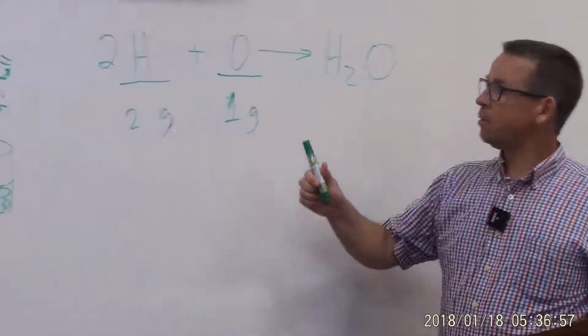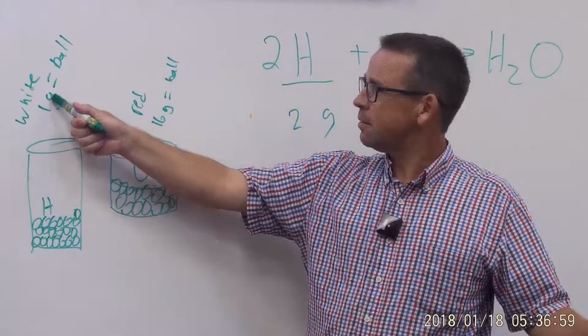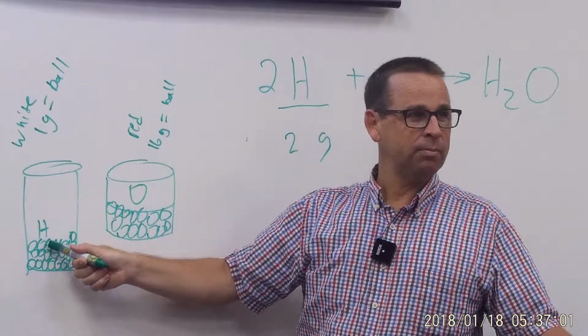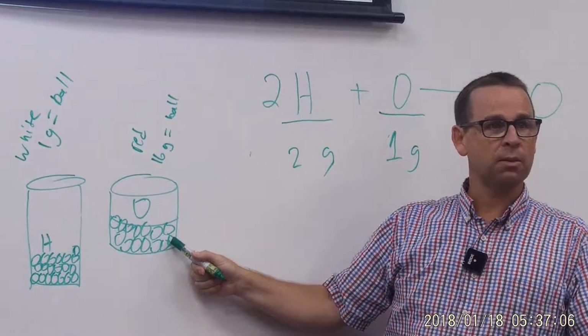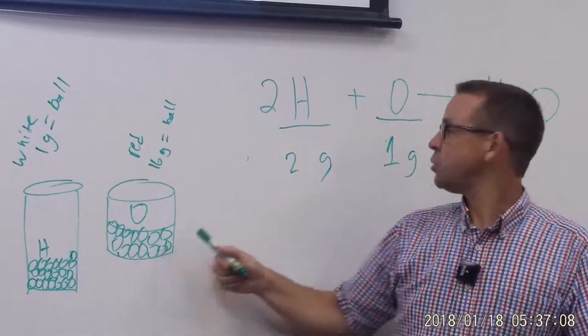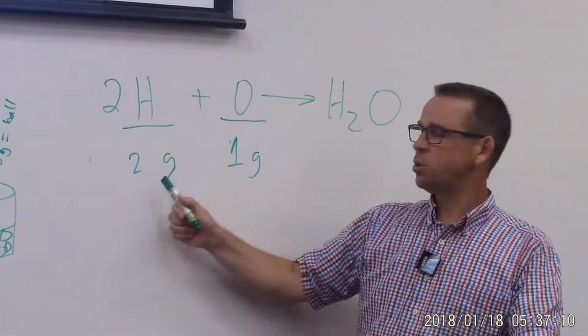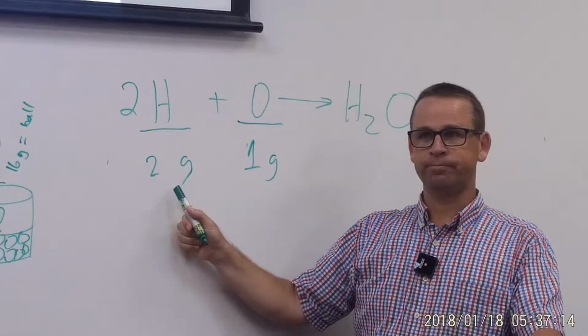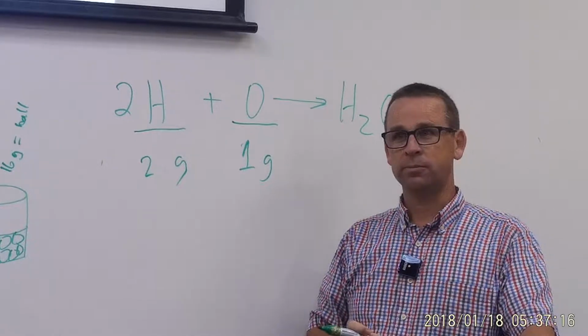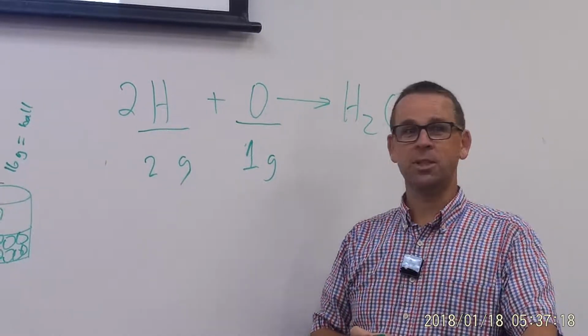Yeah, because we said that each one of these is a gram, but oxygen, each one of these is 16 grams. So I can't just put in a gram of this and 2 grams of that. Can you guys see that?